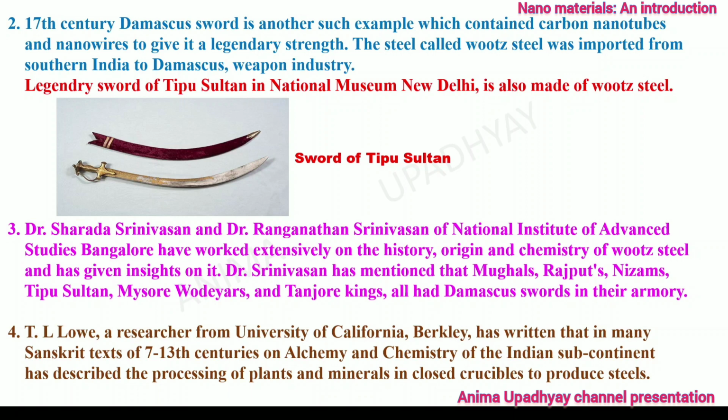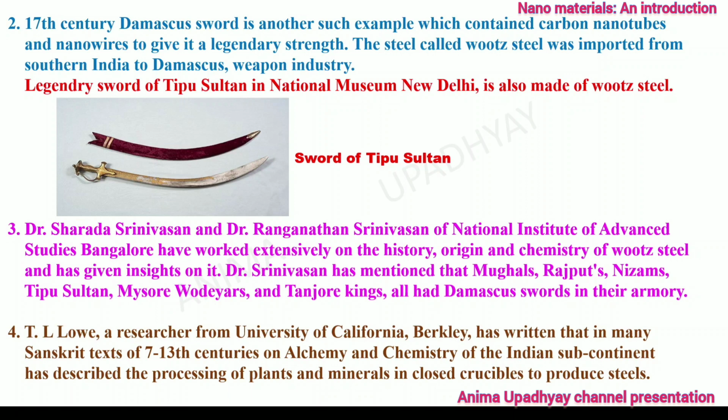The legendary sword of Tipu Sultan in the National Museum, New Delhi is also made up of wootz steel. Dr. Sharda Srinivasan and Dr. Ranganathan Srinivasan of the National Institute of Advanced Studies, Bangalore, have worked extensively on the history, origin and chemistry of wootz steel and have given insights on it. Dr. Srinivasan has mentioned that Mughals, Rajputs, Nizams, Tipu Sultan, Mysore Wadiyars and Tanjore kings, all of them had Damascus swords in their armory.